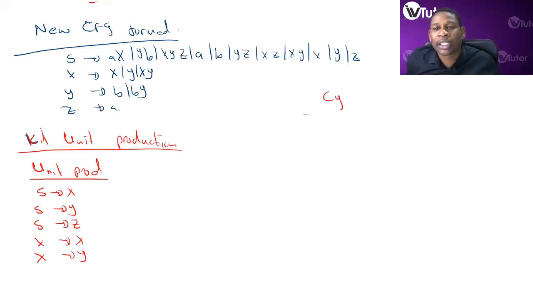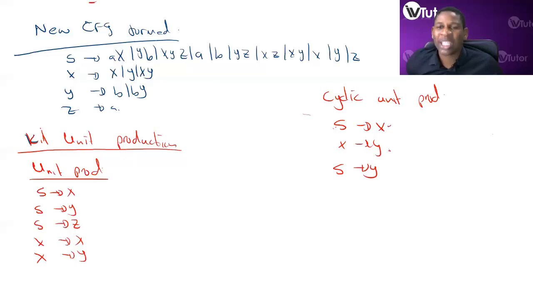what are called cyclic unit productions. Right, what they do is they take the format of, they've got transitive properties, right? So I've got S goes to X and X goes to Y. By default, if I have this, I will then go ahead and put S goes to Y. Right, because we're saying S goes to X, right? And then we deal with that. Then X goes to Y. So eventually S also goes to Y.